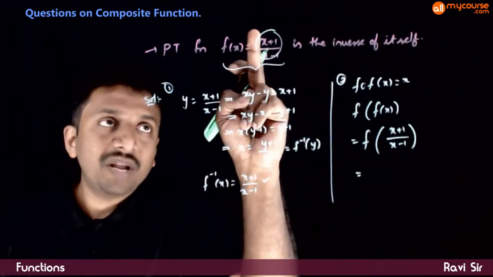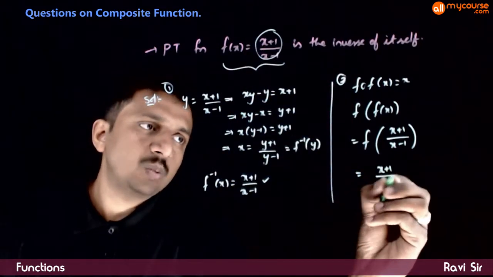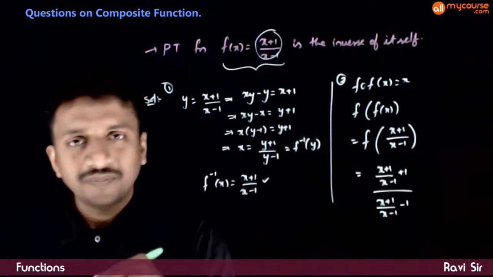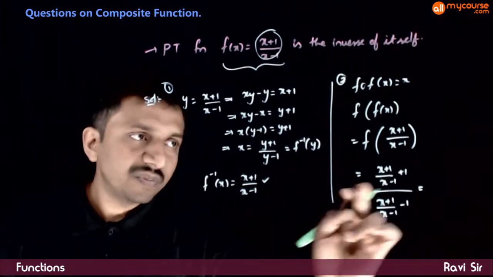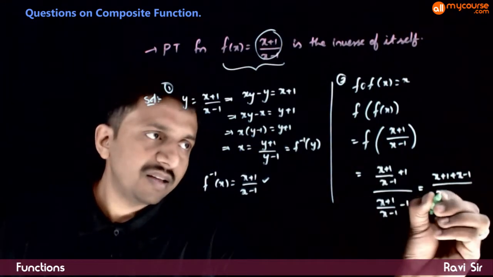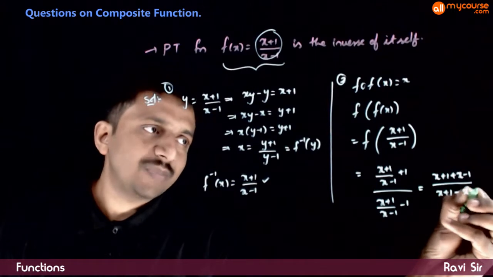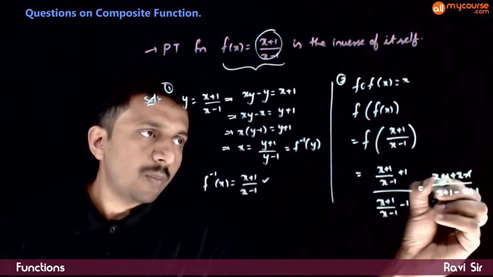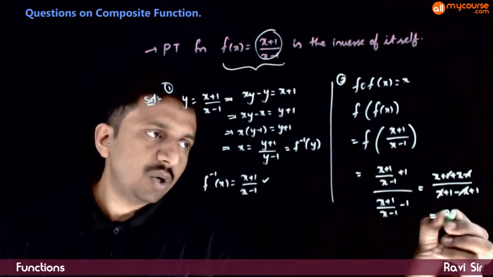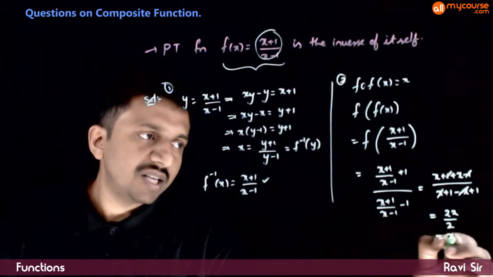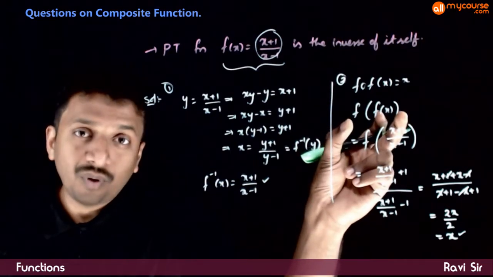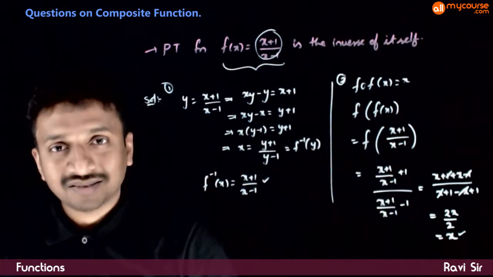In the place of x, you have to put this. So (x plus 1) by (x minus 1) plus 1, divided by (x plus 1) by (x minus 1) minus 1. That is equal to, if you take the LCM, you get x plus 1 plus x minus 1, divided by x plus 1 minus x plus 1. So here minus 1 plus 1 is getting cancelled, plus x minus x is getting cancelled. That is equal to 2x by 2, which is equal to x. So we have derived that fof of x is again equal to x.